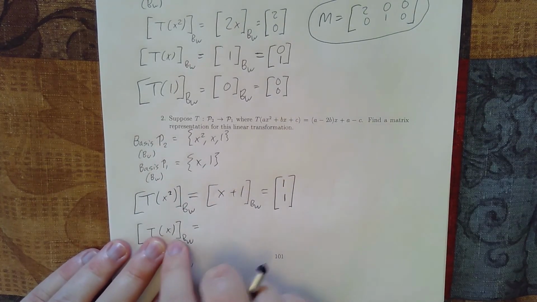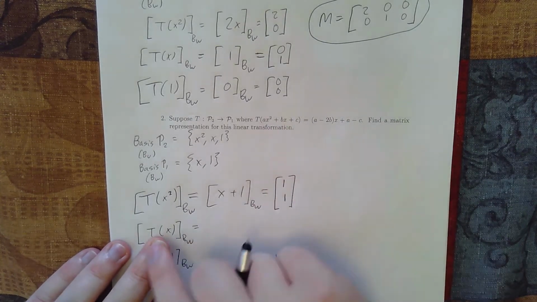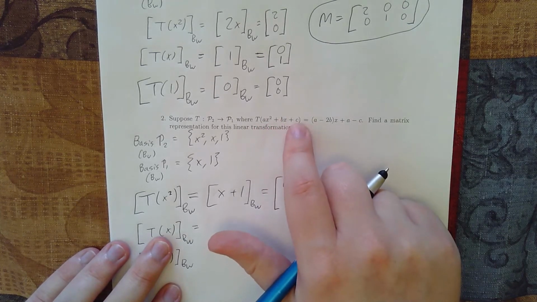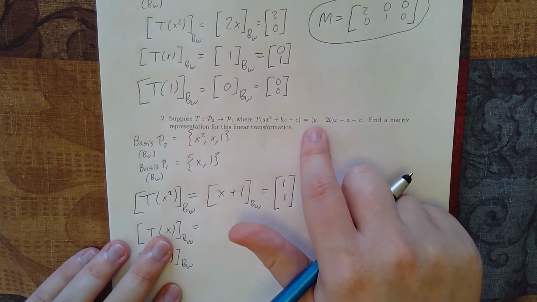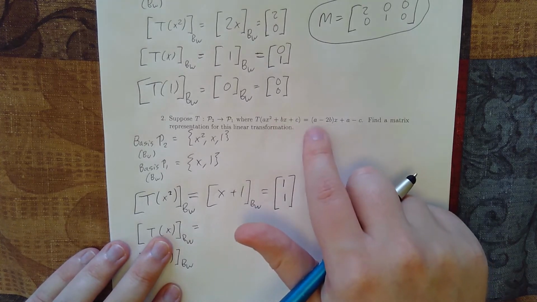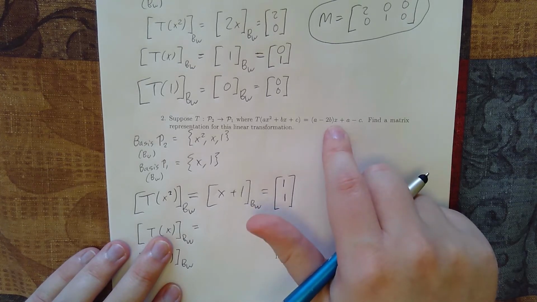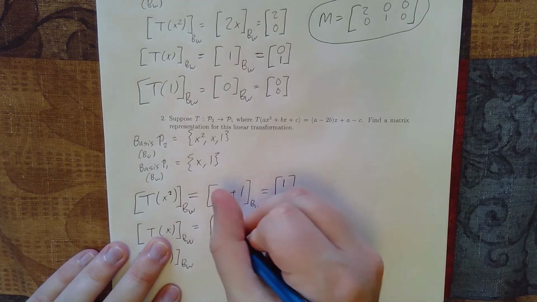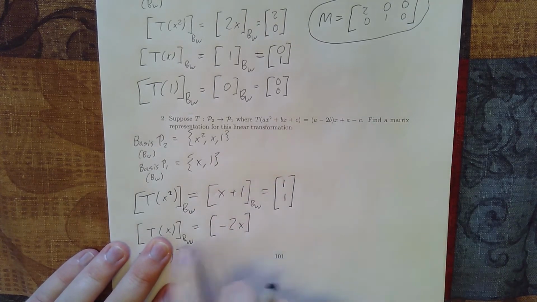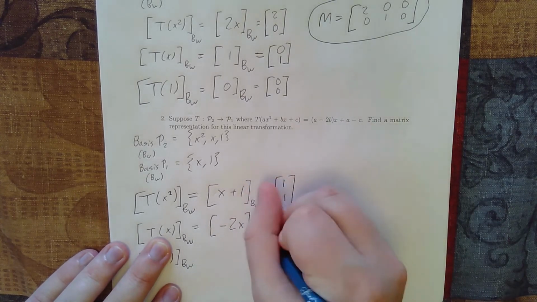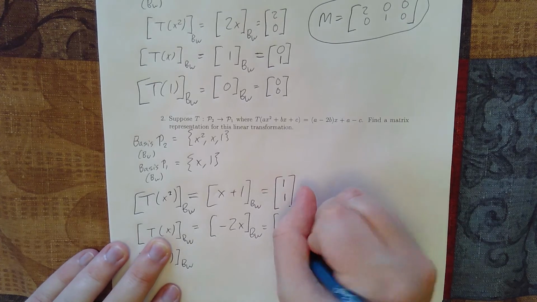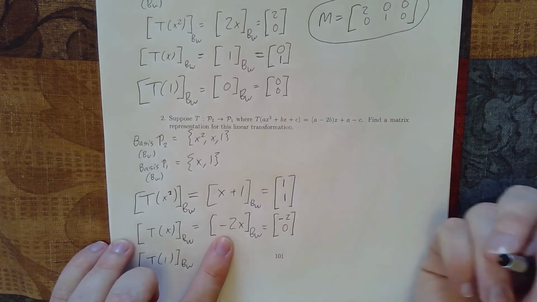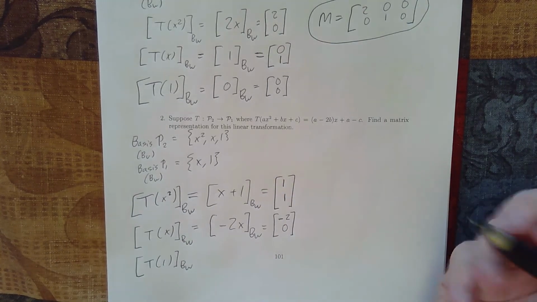Next, we want to go ahead and transform x using this transformation. So here, if we compare x to ax squared plus bx plus c, we see pretty quickly that a is 0, b is 1, and c is 0. And so plugging in 0 for a and c and 1 for b, we get 0 minus 2x, so negative 2x, plus 0 minus 0, so just negative 2x will be our total transformation value, and we need to write that in terms of this basis for our codomain. So then trying to write negative 2x in terms of x and 1, we'll have negative 2 times x plus 0 times 1. So we get negative 2, 0 as an output.